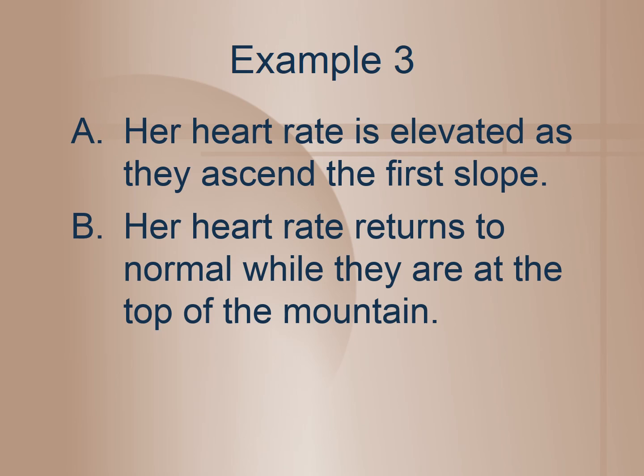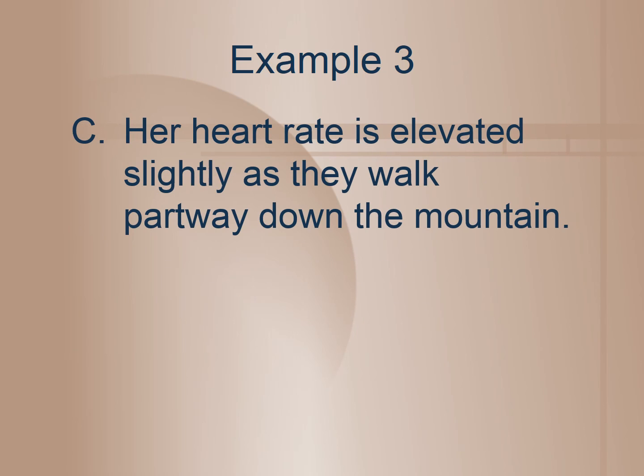If you notice in section B, the heart rate decreases steadily, and the altitude in section B is completely steady as well. So her heart rate returns to normal where they're at the top of the mountain and they're not climbing anymore. And then in section C of time, it looks like her heart rate goes slightly up as well as they walk partway down the mountain. So you notice that they're going down the mountain, so the altitude is decreasing, but her heart rate is only increasing a little bit because she's climbing down, she's not climbing up.